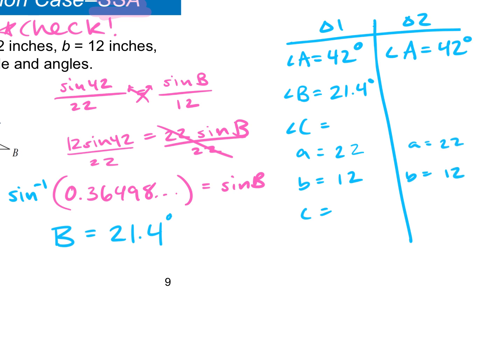How would I find angle C? Add the two angles and subtract from 180, or you could do 180 minus 42 minus 21.4. We get 116.6. So we would do 180 minus 42 minus 21.4.